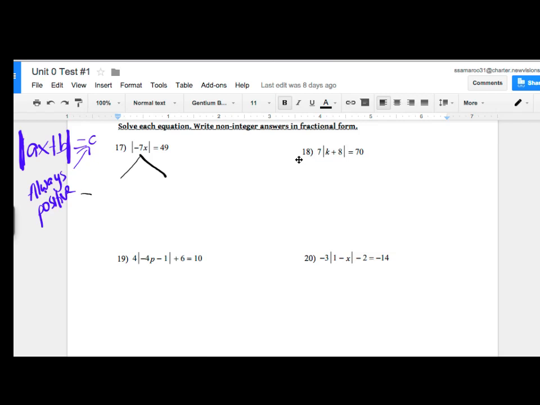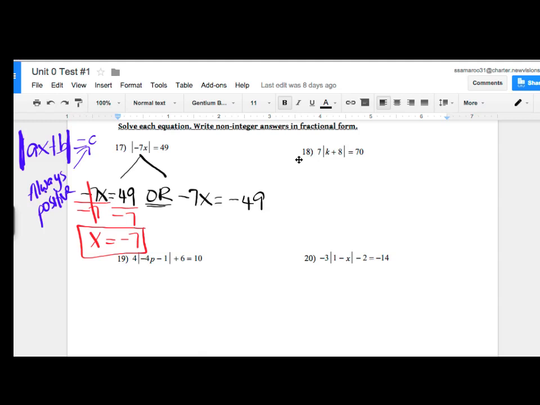So this is everything in my absolute value side is equal to my c, in this case 49, or everything in my absolute value is equal to negative 49. Remember, it can equal negative 49 because if I take the absolute value of a negative number, it becomes a positive. And then I just go ahead and solve this like a simple one-step equation. Divide by negative 7 on both sides. X is equal to negative 7. That's one answer. Divide by negative 7 on both sides. X is equal to positive 7. So that's my two answers.